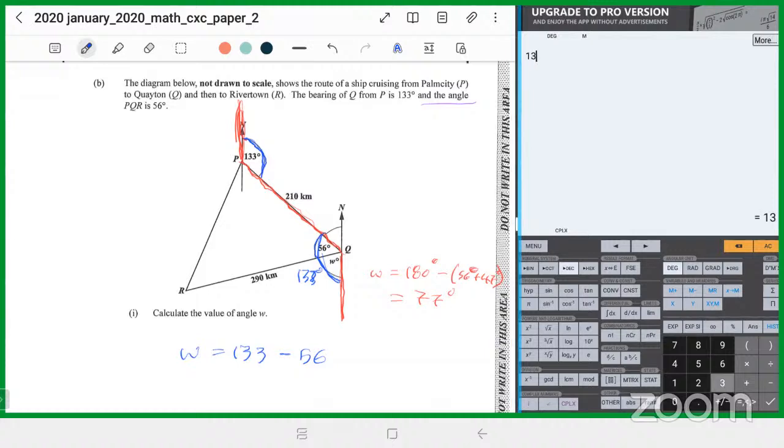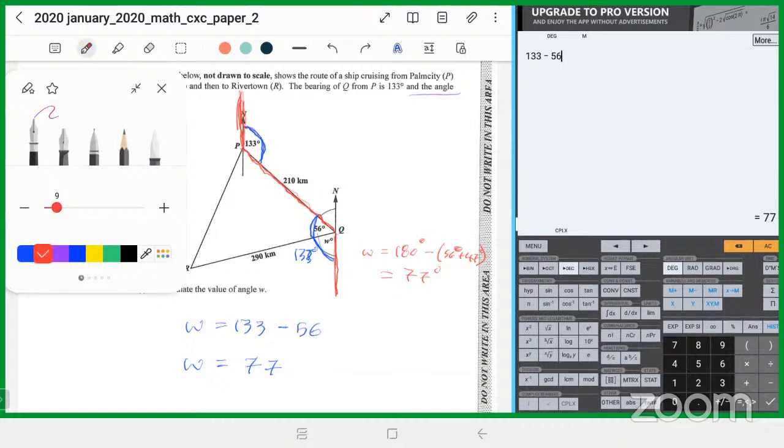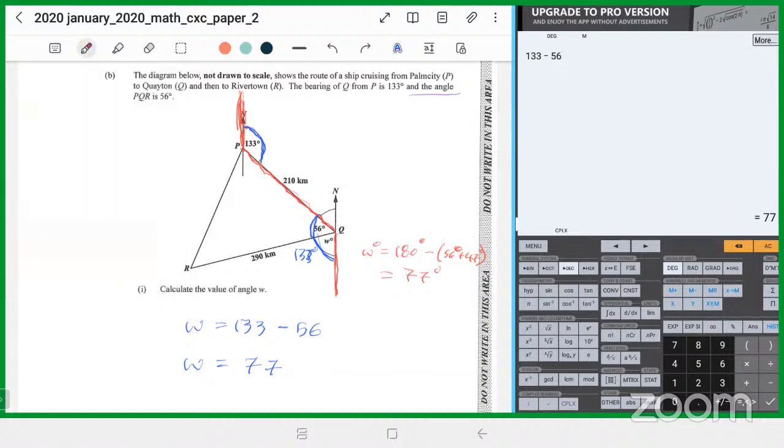So 133 minus 56, I get the same 77. Now, can anybody tell me why I'm leaving off the degree? I'm not putting the degree on here, and I should have left it off over here as well. If I'm leaving it there, then I have to put the degree on the W over here. W degrees equals 77 degrees. So the W is 77.